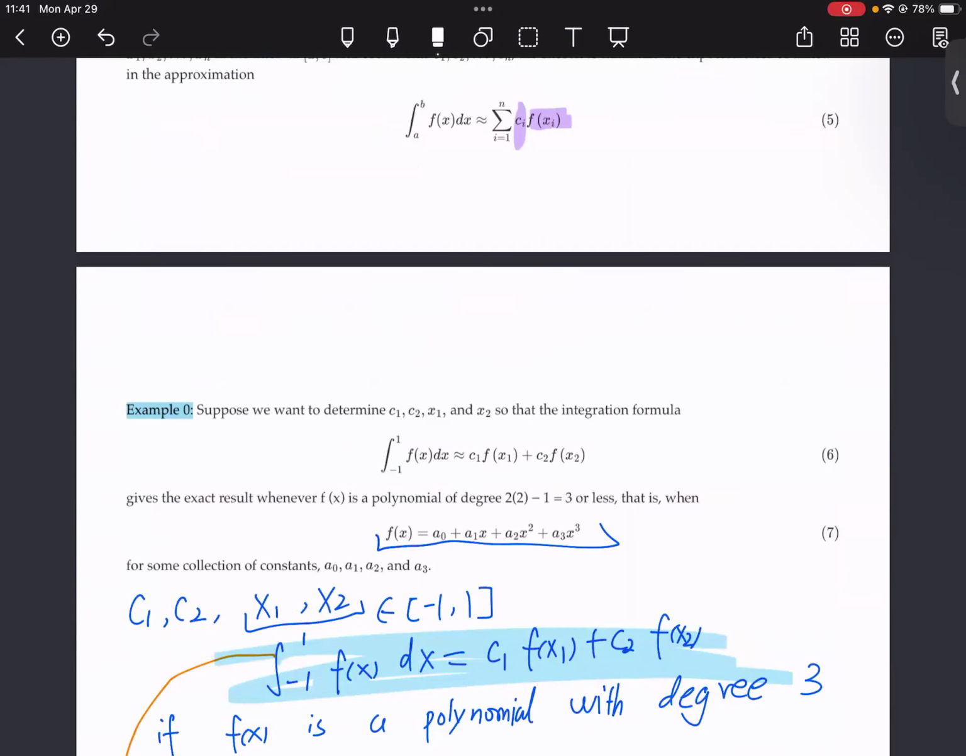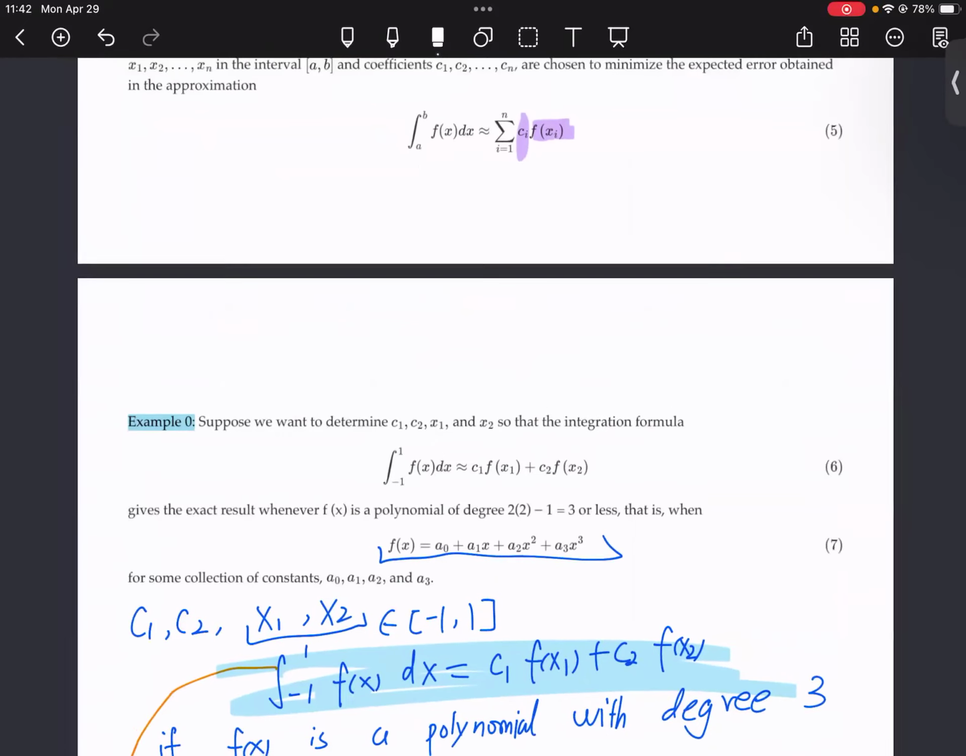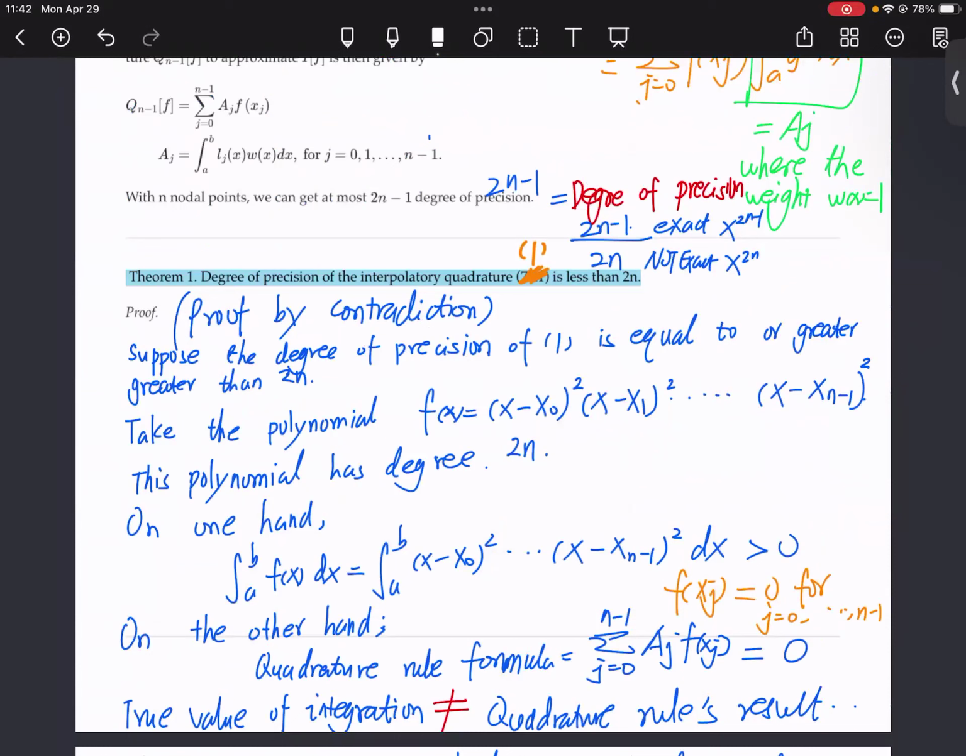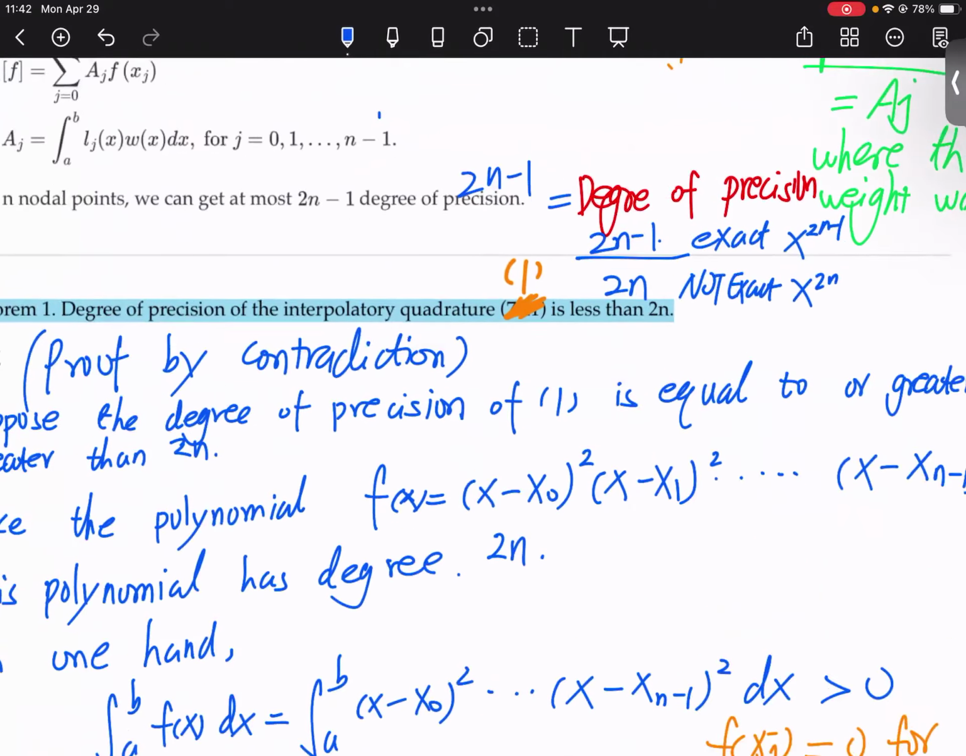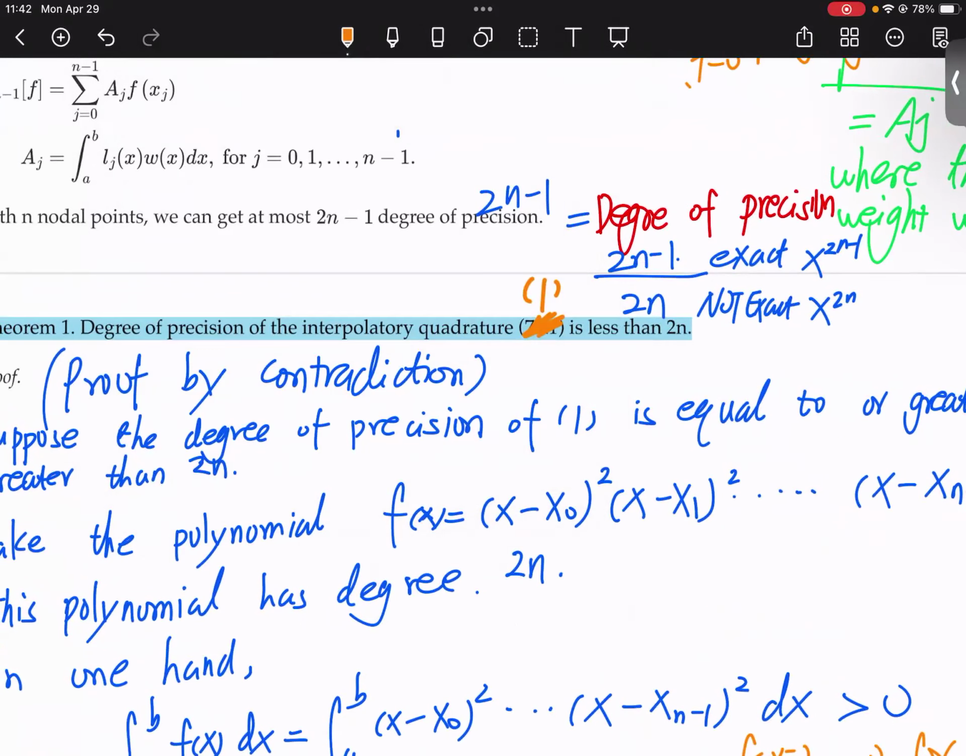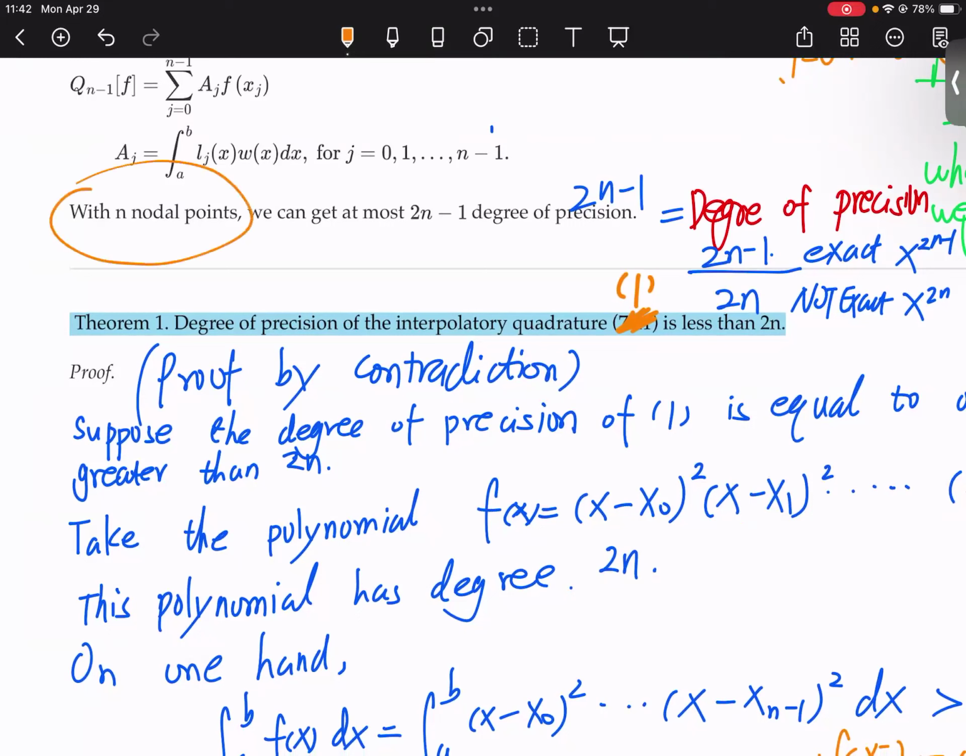So now we want to get the highest accuracy we can. And for this, from this theorem, I need to point out that the index here is a little bit confusing. So with n nodal points, we can get at most 2n-1 degrees of precision. So let's forget about the index here. Sometimes the index starts from 1, and sometimes it starts from 0. But one thing we can be sure of is that with n node points, we can get at most 2n minus 1 degrees of precision.